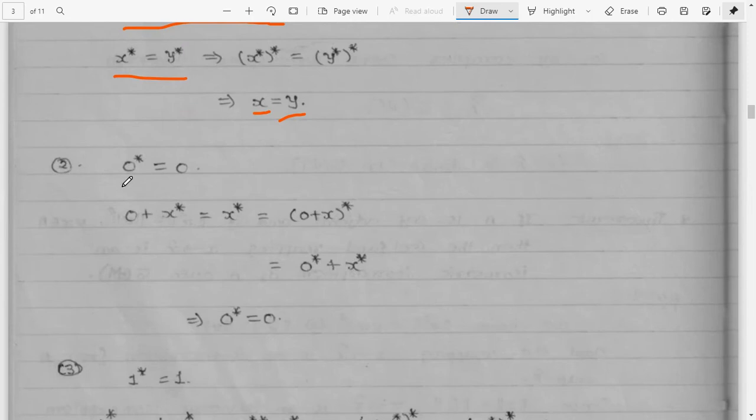Now second, adjoint of 0 is equal to 0. So 0 + x star is equal to x star, which is equal to 0 star + x star. So we cancel out this, and 0 is equal to 0 star.